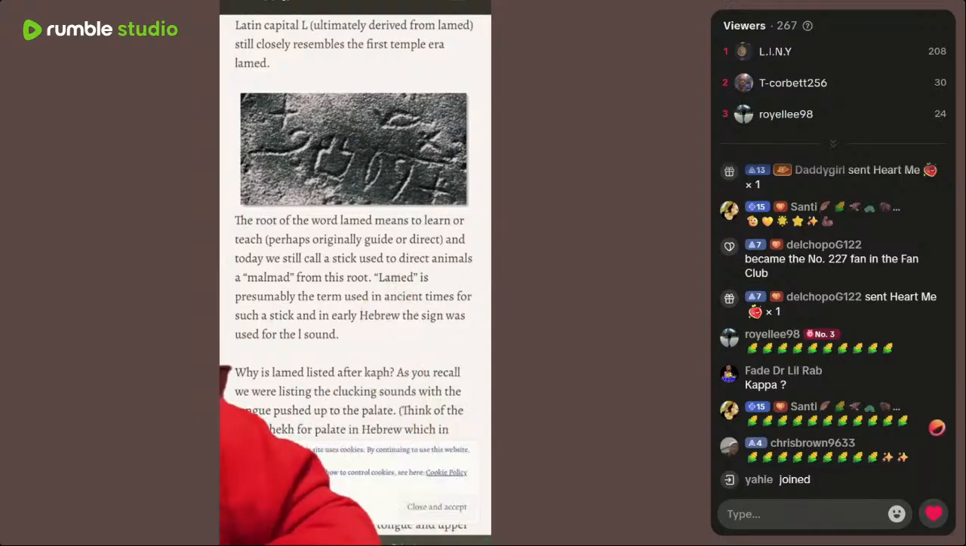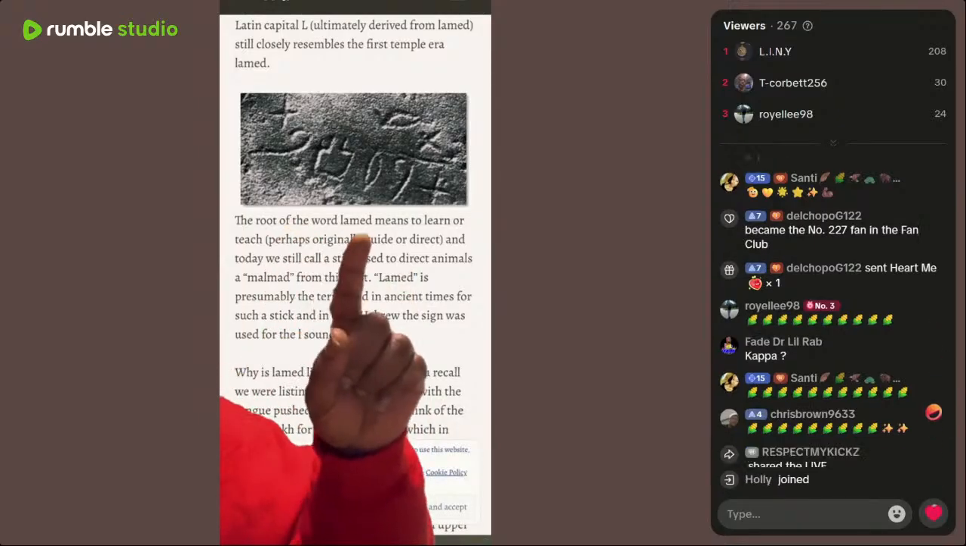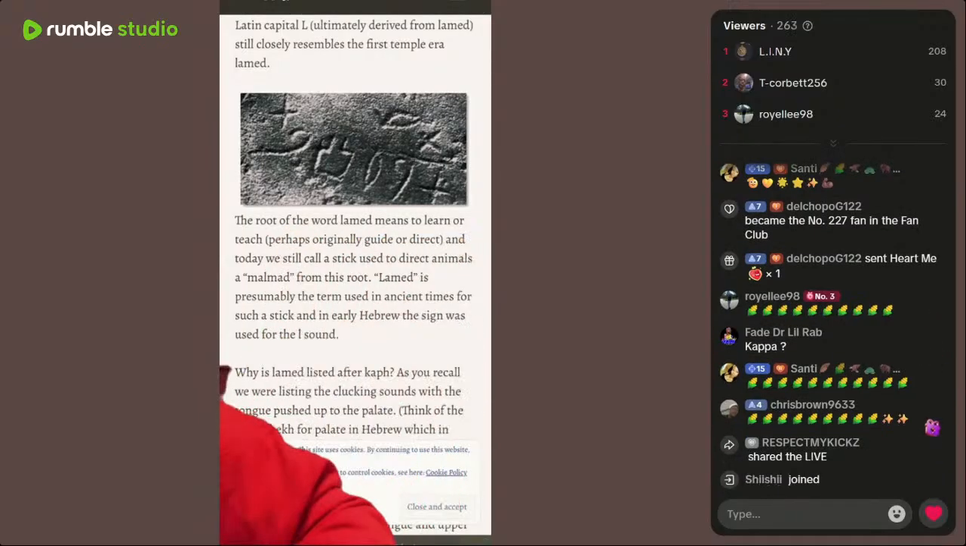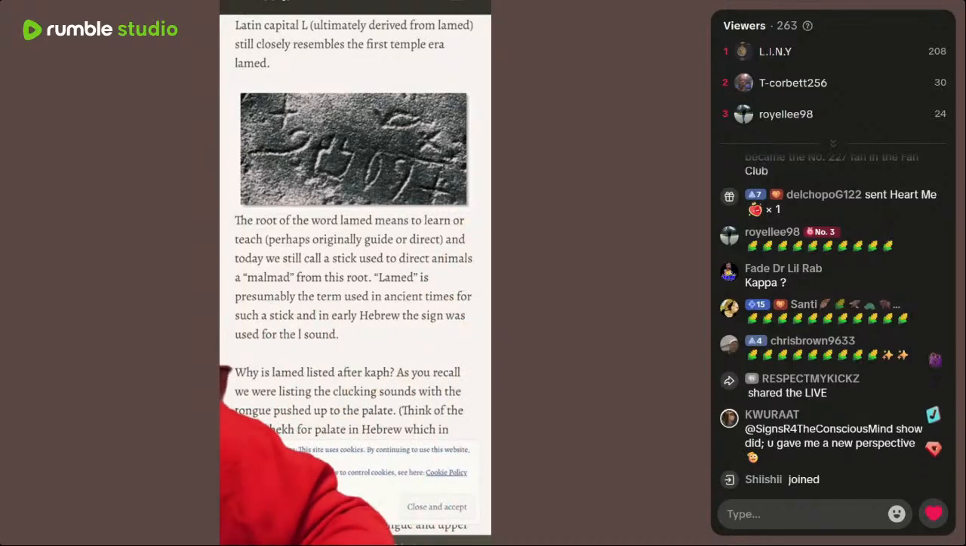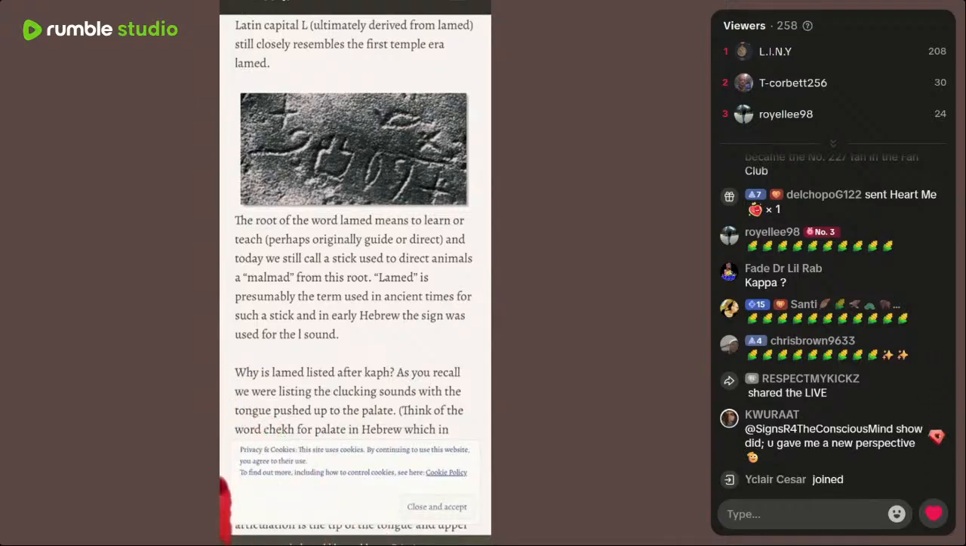Let's keep going. The root of the word lambed means to learn, teach. Lambed. Let's go look at lambed. You're gonna learn what this mean today. Lambed symbol, in Hebrew, in Paleo.